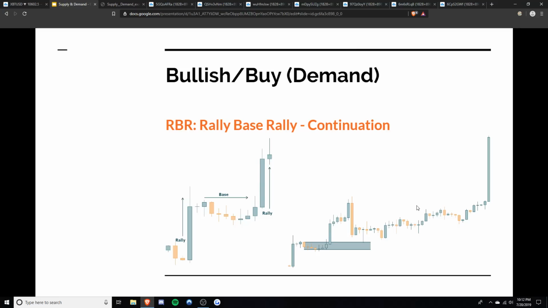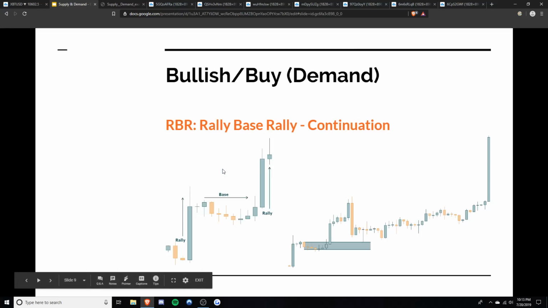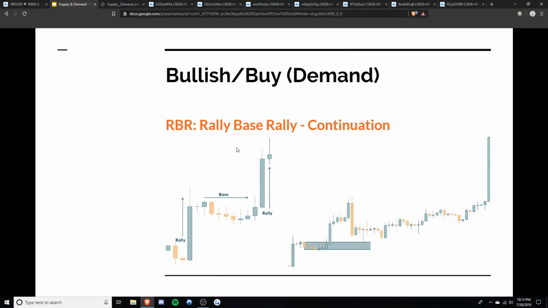But that's besides the point right now. So those are the two bullish supply and demand structures. We have a drop base rally, which is a reversal, and then we have a rally base rally continuation pattern.